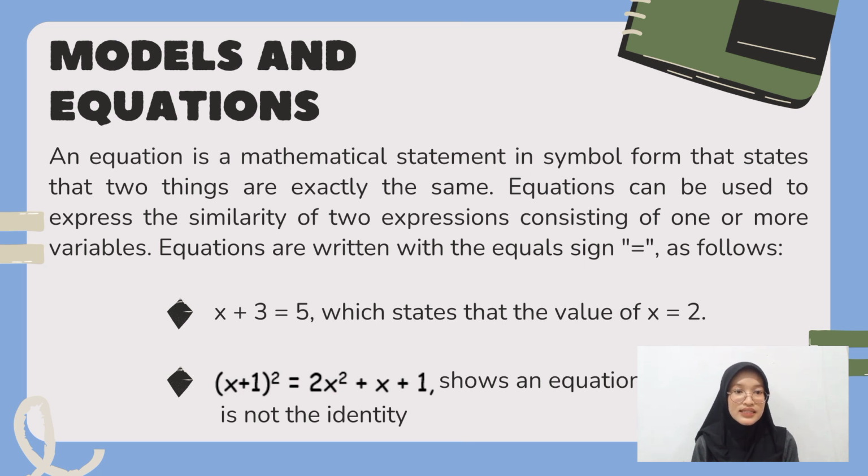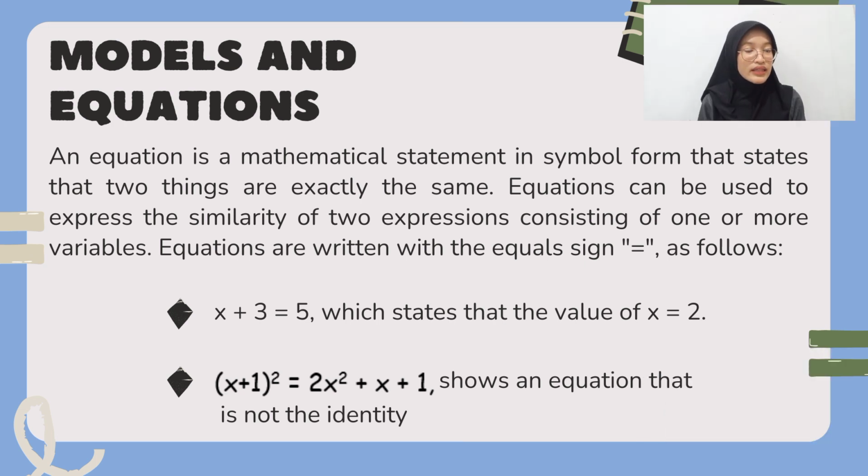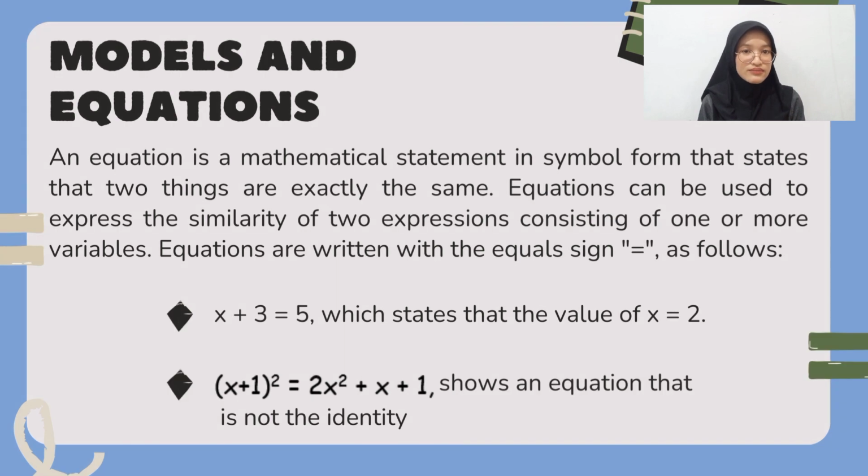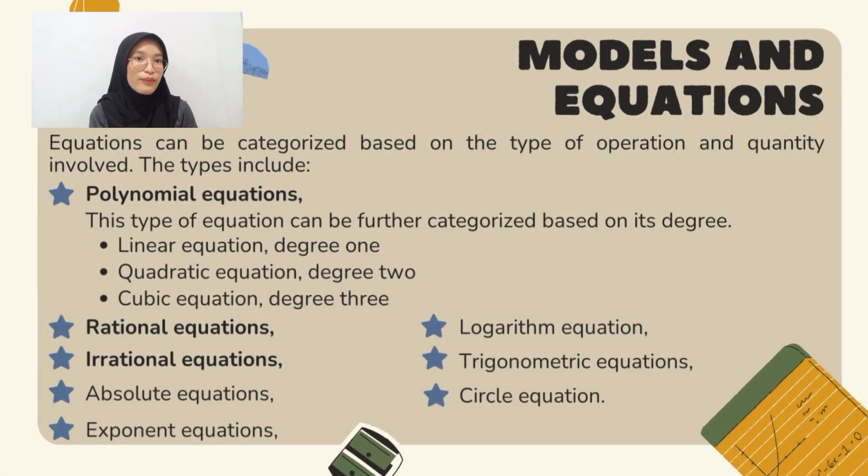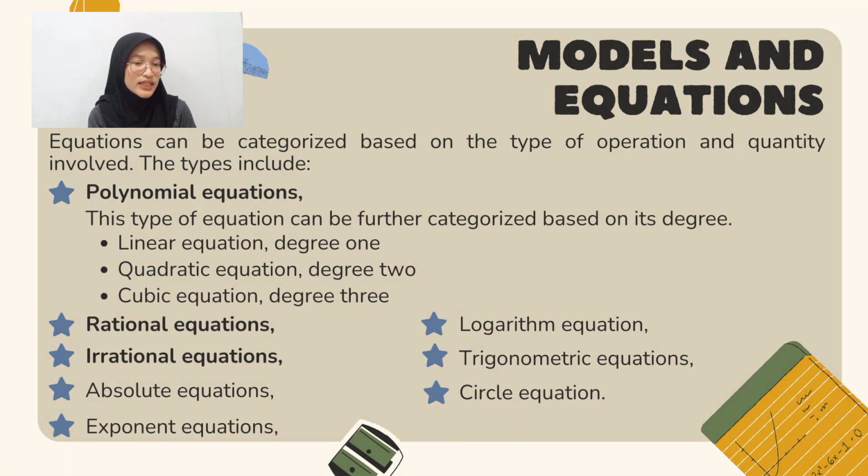x plus 3 equals 5, which states that the value of x equals 2, and (x plus 1) squared equals x squared plus 2x plus 1. So this is an equation that is an identity. Still the same part, model and equation.